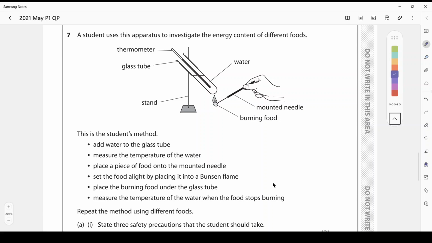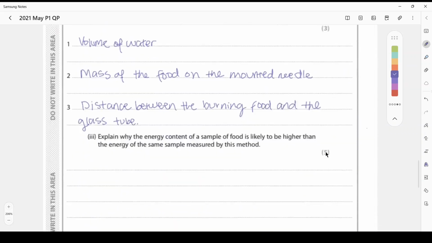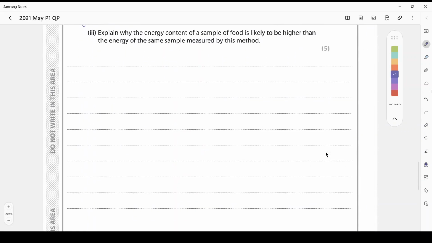There is also going to be heat that is absorbed by the glass tube here, and therefore not all of the heat is being transferred to the water, which is what we're measuring the temperature of. We can also say that because there's no apparatus to stir the water, the heat doesn't get distributed throughout the entire volume of water that we see here. So that could also lead to some inaccuracies. So let's write down, let's see how many marks this is. For this, we're going to have to write down 5 different points. Okay, let's go over what I spoke about.